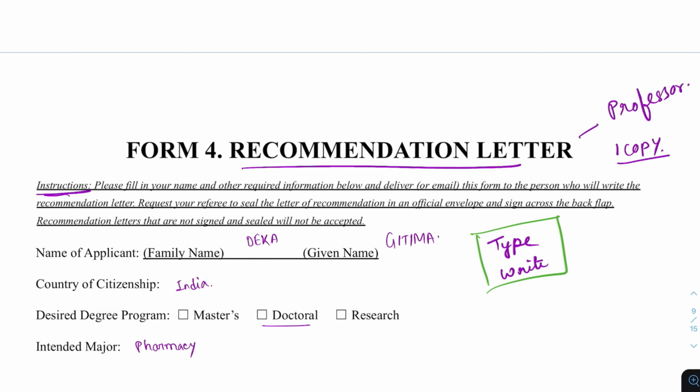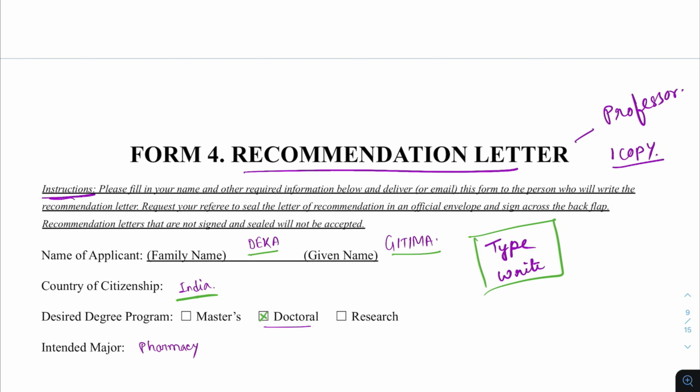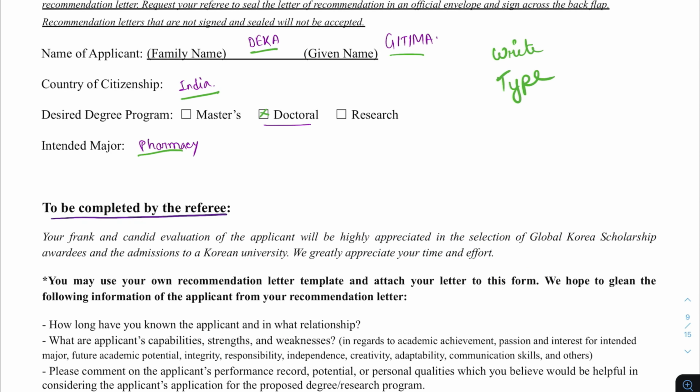So the name of the candidate is like Deka, Gitima. The country name is India. I will be studying doctoral, so he can cross here. And then the subject is pharmacy. So the next part is completed by the referee.